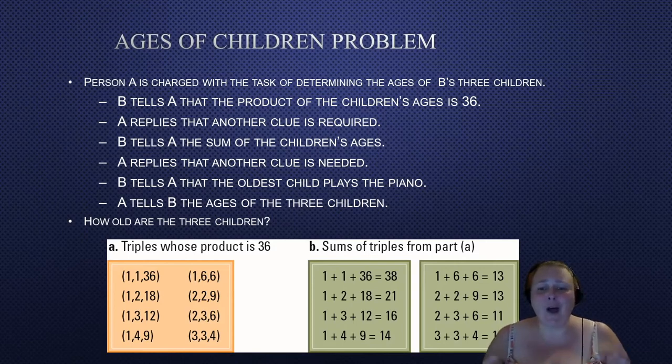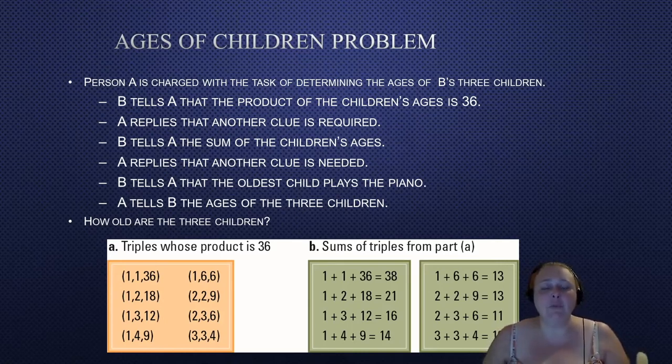So we've got all this information here. What are we going to do with it? Well, we can look at the very first part of this that says B tells A that the product of the children's ages is 36. So right there, that actually narrows down our infinite number of ages down to a select group. So the first thing we're going to do here in graphic A is find all of the numbers that when I multiply them together give me the number 36.